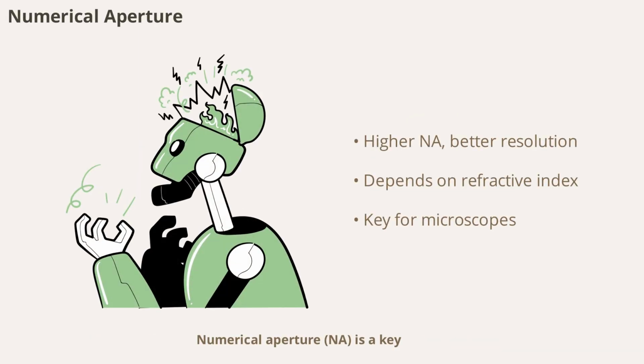Numerical aperture, NA, is a key parameter in microscopes and other optical instruments. It measures the ability of a lens to gather light and resolve fine details. Higher NA means better resolution. NA depends on the refractive index of the medium and the angle of light collection. It's a crucial factor in designing high-performance optical systems.